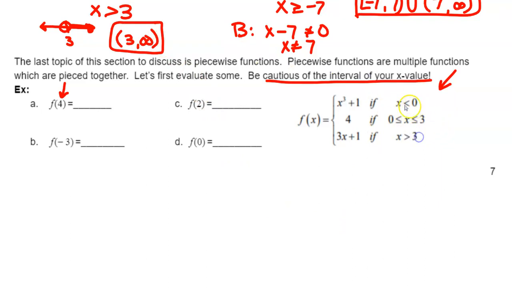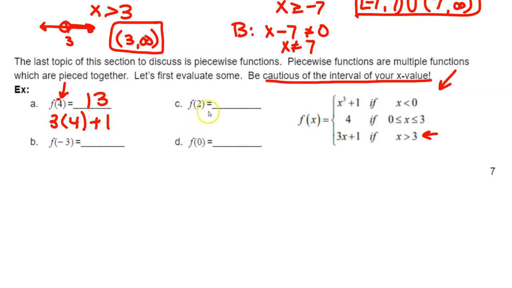Now, over here on these intervals, which interval includes 4? Well, is 4 less than 0? No. Is 4 between 0 and 3? No. But 4 is bigger than 3, so I'm within this inequality, and that corresponds to the function that I need to evaluate. So I'm going to take 4, and wherever I see an x in my function, I'm going to put 4. We did this earlier with only one function. So I need to do 3 times 4 plus 1. By order of operations, we're going to multiply first and then add. So 3 times 4 is 12 plus 1 gives me a final answer of 13.